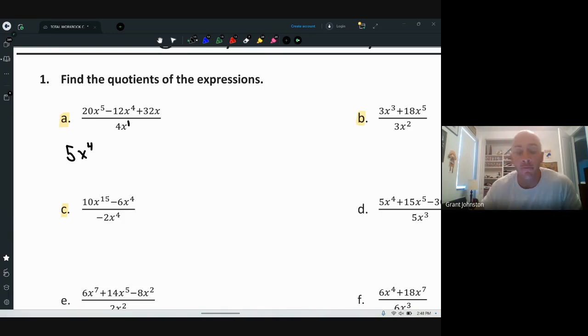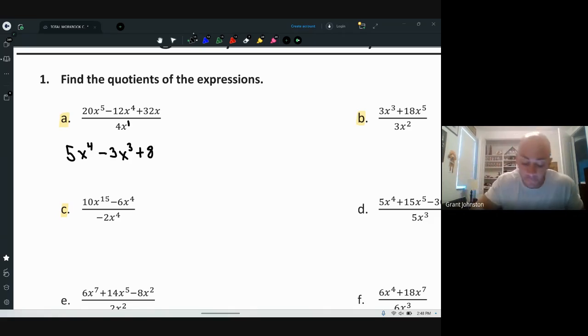Negative 12 divided by 4 is negative 3. So we divide those coefficients for that second term. And x to the fourth divided by x to the first, remember we subtract the exponents. 4 minus 1 is 3. So this is going to be negative 3x to the third. 32 divided by 4 is 8.